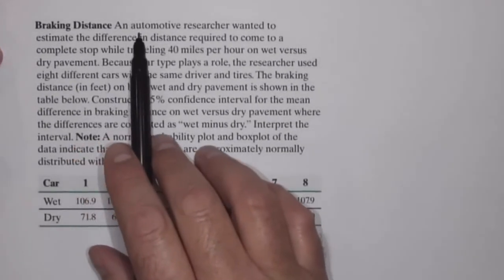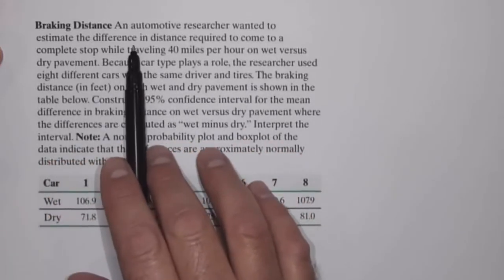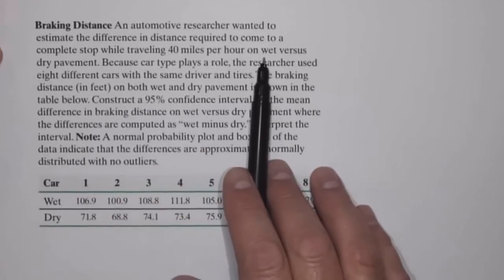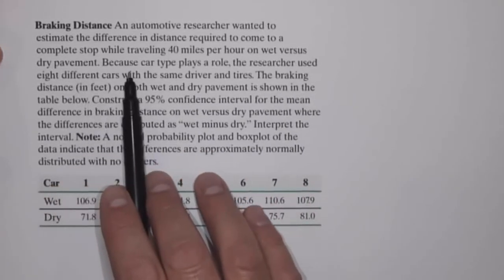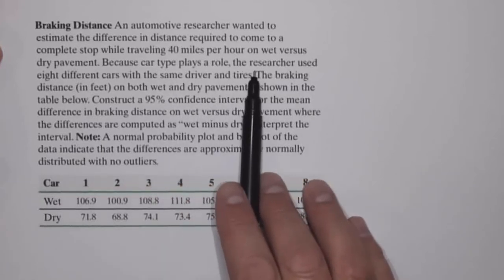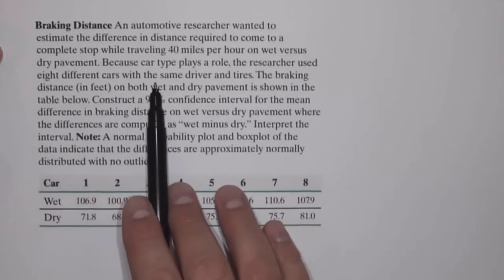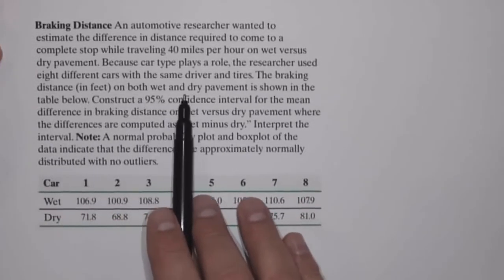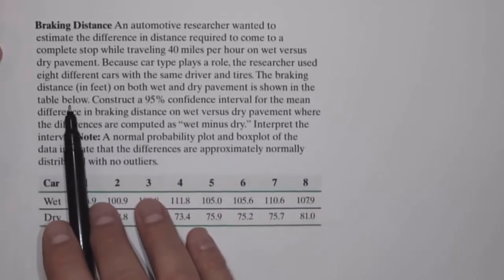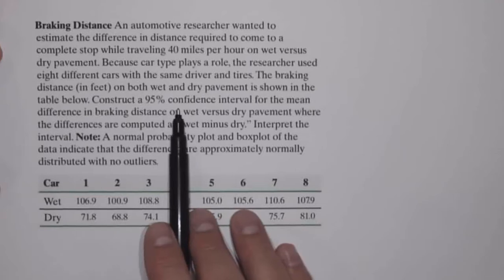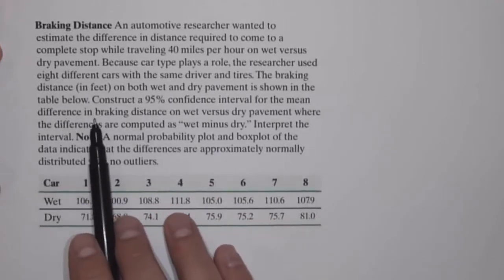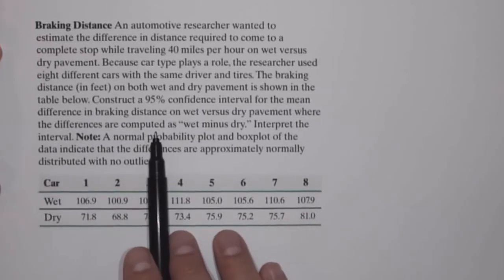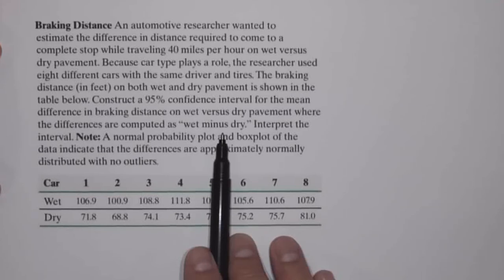Braking distance. An automotive researcher wanted to estimate the difference in distance required to come to a complete stop while traveling 40 miles per hour on wet versus dry pavement. Because car type plays a role, the researcher used 8 different cars with the same driver and tires. The braking distance in feet on both wet and dry pavement is shown in the table below. Construct a 95% confidence interval for the mean difference in braking distance on wet versus dry pavement, where the differences are computed as wet minus dry.